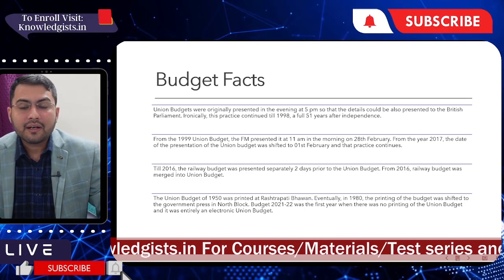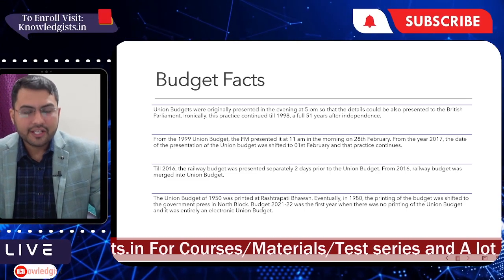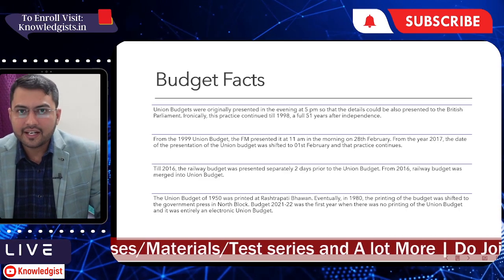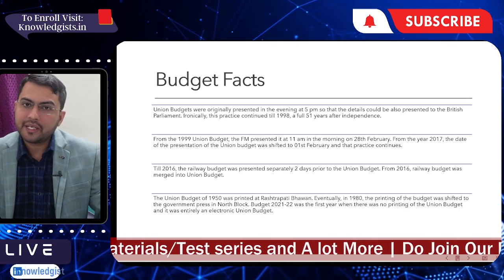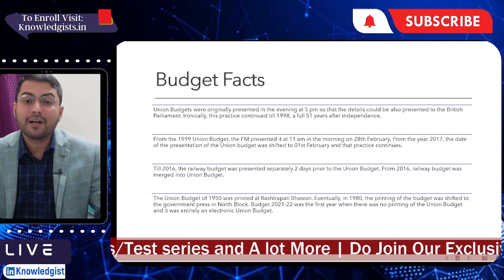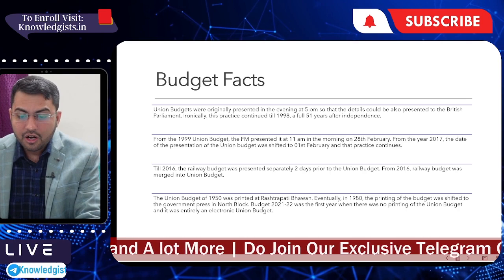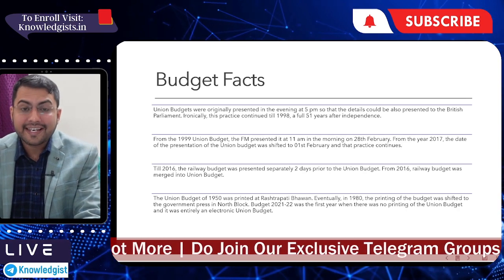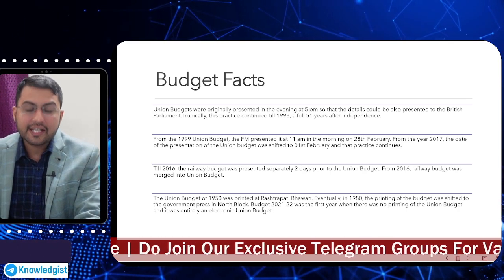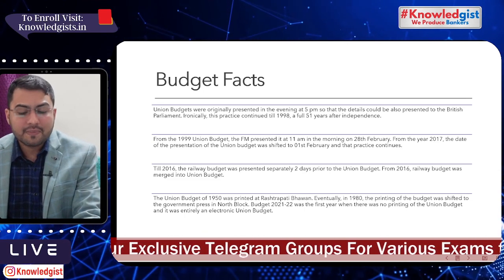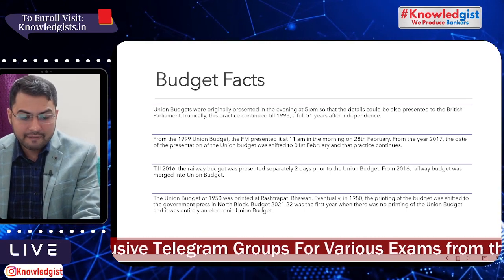So when it was morning in London, the Union Budget was presented here in India, because the Government of India was under their supervision, under their colony. But that practice continued until 1998. Then it was scrapped. From 1999, the Union Budget was presented at 11 a.m.